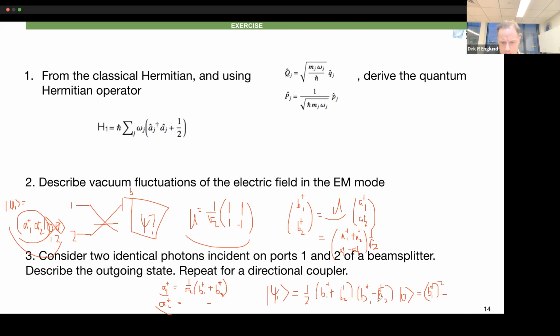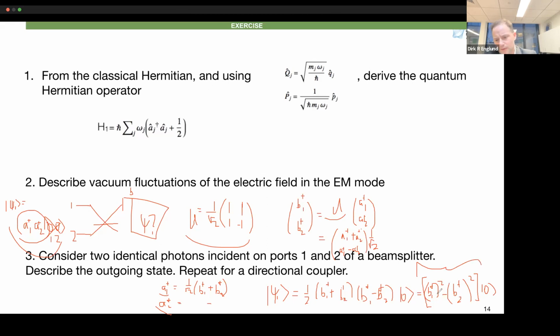All right. B1 dagger squared minus B1 dagger B2 dagger. Remember that they commute. So that cancels the term B2 dagger B1 dagger. They cancel because B1 and B2 commute. And then we have minus B2 dagger squared. Okay, so our output state is this on the vacuum. Okay, so this is our Hong-Ou-Mandel effect.